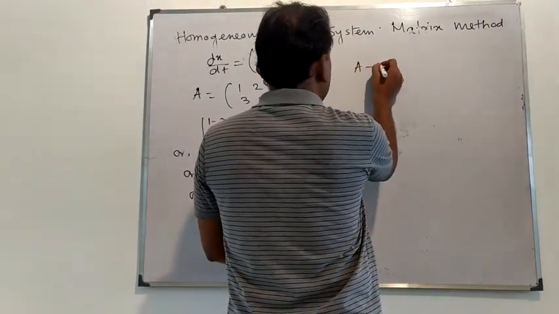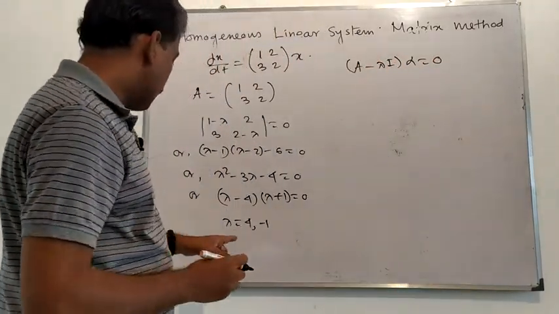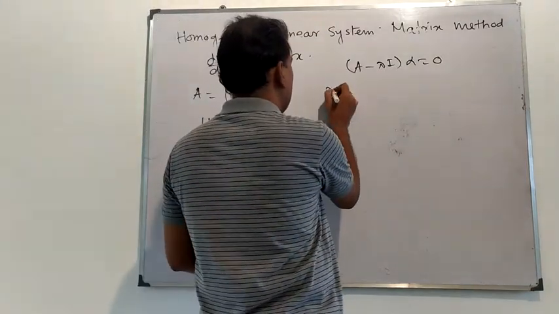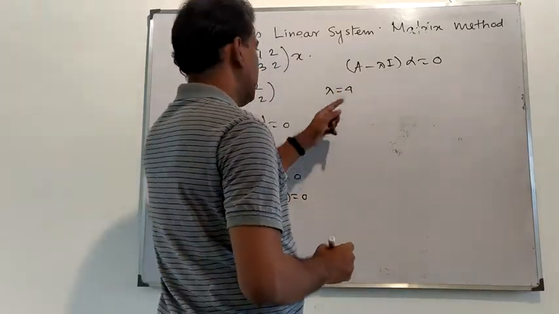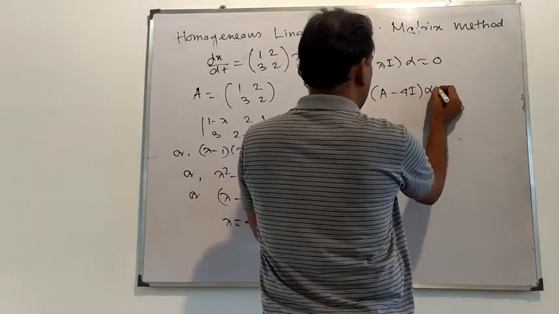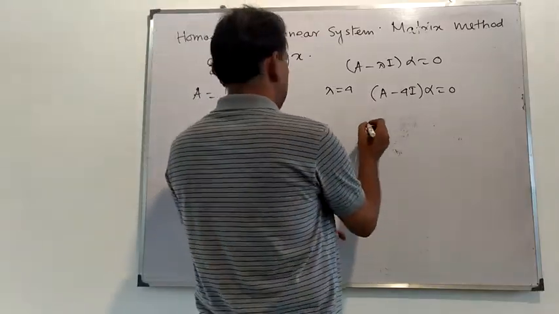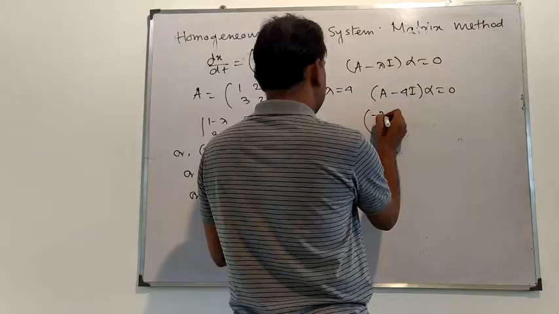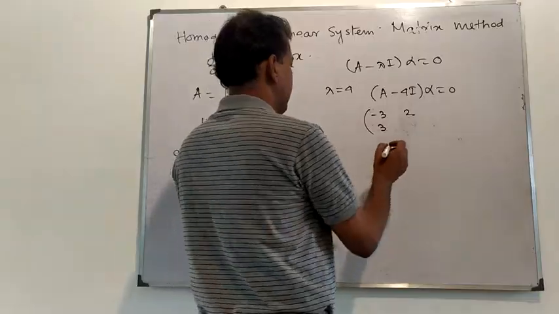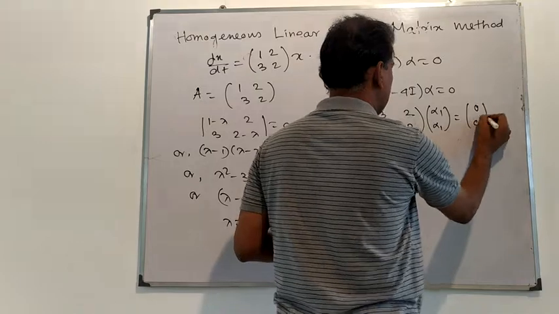Now we find the solution of this system corresponding to each value of lambda. When lambda equals 4, the system will be (A minus 4I) alpha equal to 0, that is, 1 minus 4, that is minus 3, 2, 3, 4 minus... that is minus 2, times alpha 1, alpha 2, equal to 0, 0.